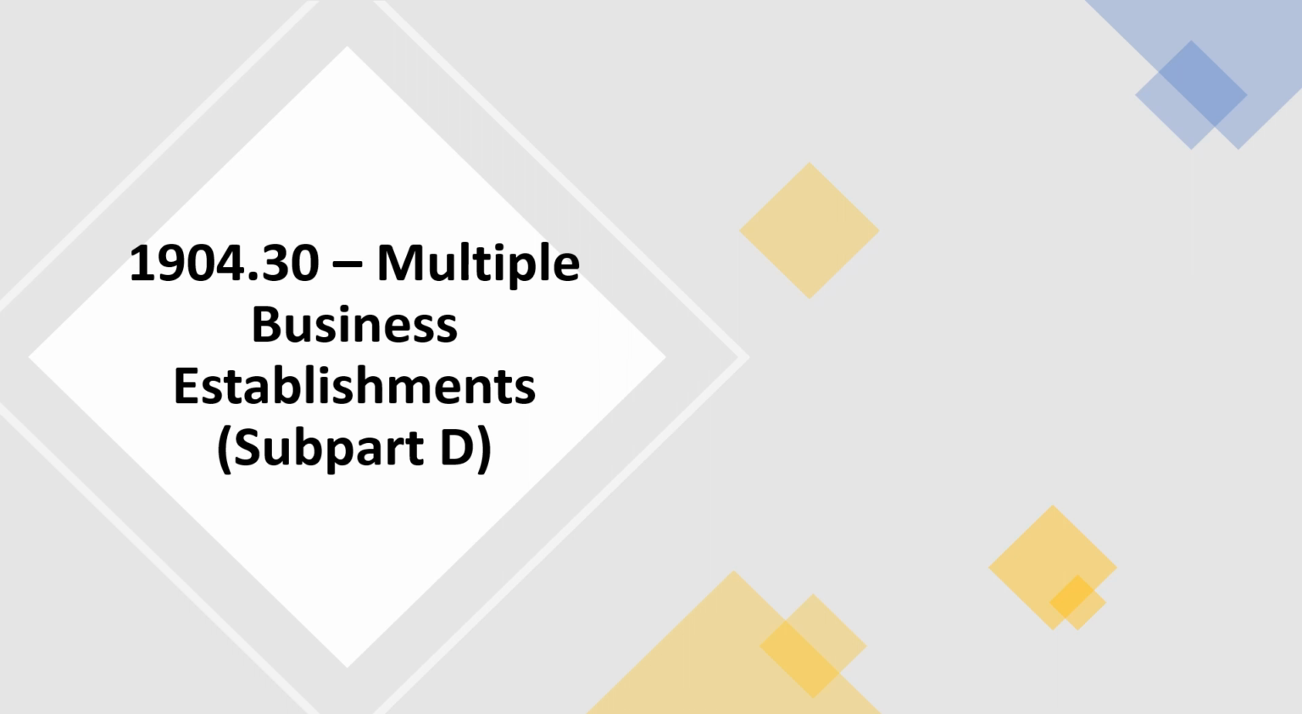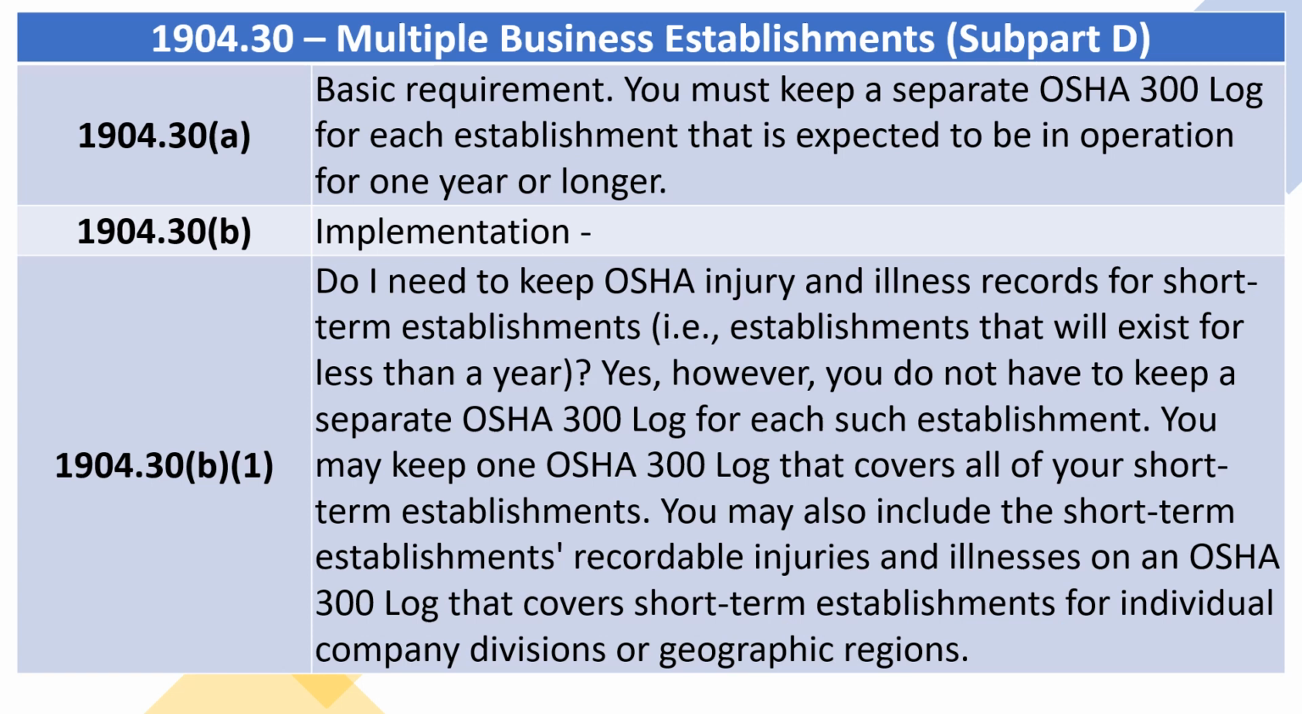OSHA 1904.30, Multiple Business Establishments. 1904.30a, Basic Requirement. You must keep a separate OSHA 300 log for each establishment that is expected to be in operation for 1 year or longer.